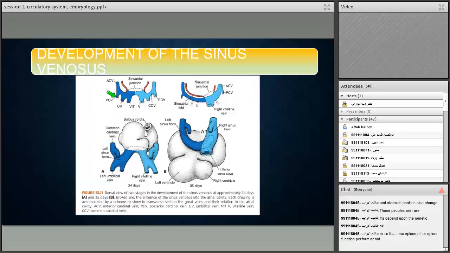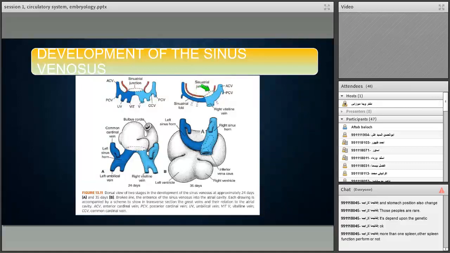At the beginning of the embryonic period, the connection or the communication between the sinus venosus and the common atrium is very big. Can you see that? The sinoatrial junction is very big at first. But the entrance of the sinus will then shift to the right side.